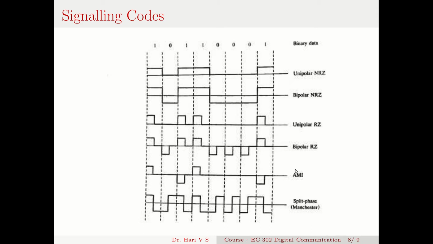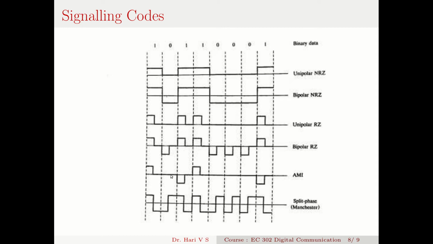Then there is another code called alternate mark inversion code. This is a return to zero code. A 1 remains high, and a 0 remains at 0. For the next 1, the polarity is reversed. For the first 1 it has a positive polarity, then it returns to 0. It's a return to zero code.